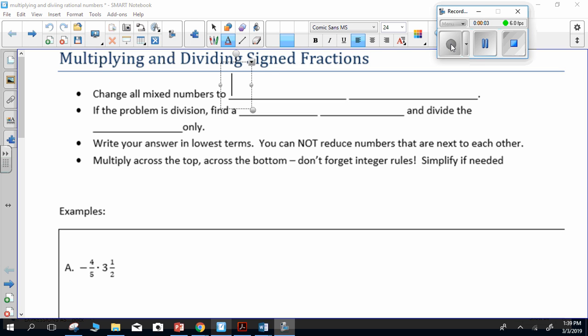Multiplying and dividing signed fractions. If you do not have this worksheet, please stop by my room, D3, to pick this up so you can fill this in. All right, so when you're multiplying or dividing fractions, the first thing you need to do if you have mixed numbers is to change them to improper fractions.